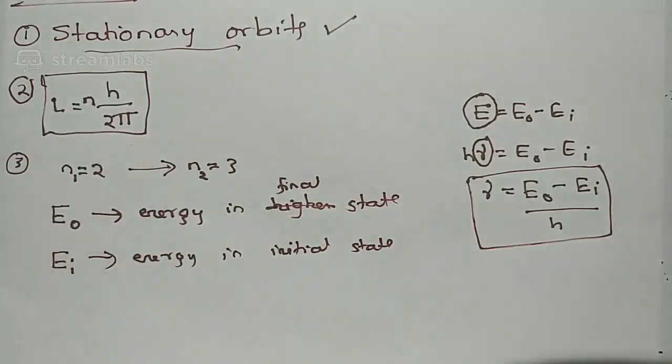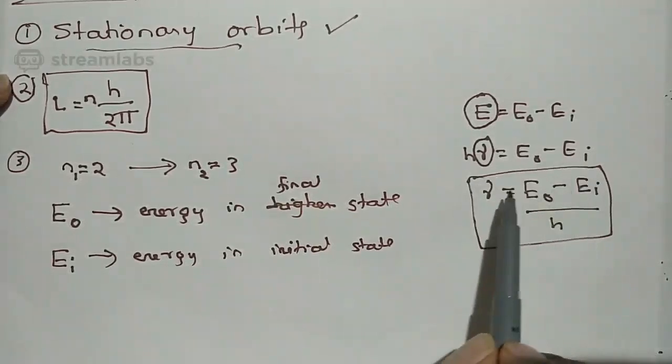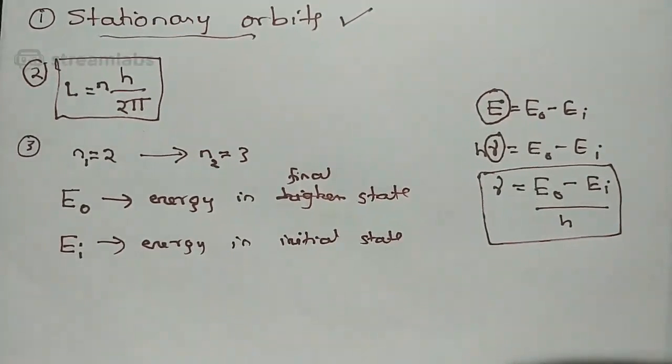Where n is the principal quantum number. And what about the third point? An electron can jump from an outer orbit to an inner orbit by emitting energy of suitable frequency, that is h nu equal to E naught minus EI, and from that you can calculate the frequency of the radiation emitted, that is nu equals E naught minus EI by h. So these are the very famous Bohr's postulates.